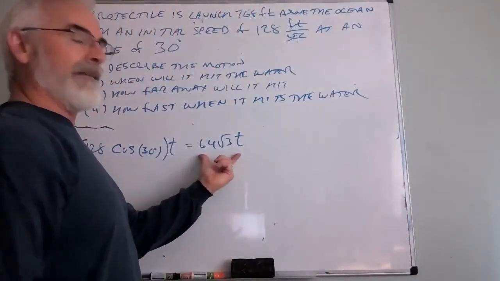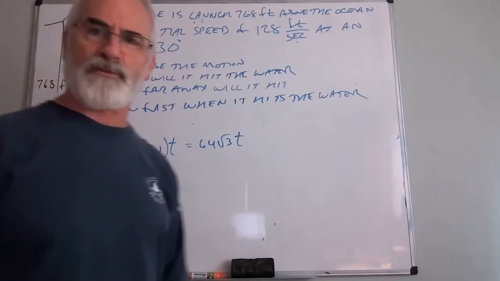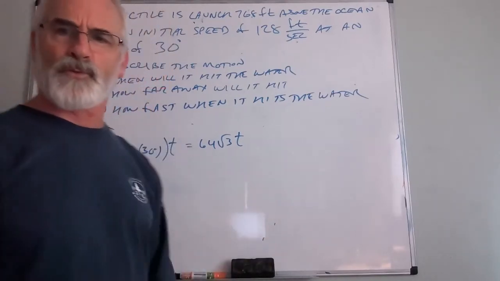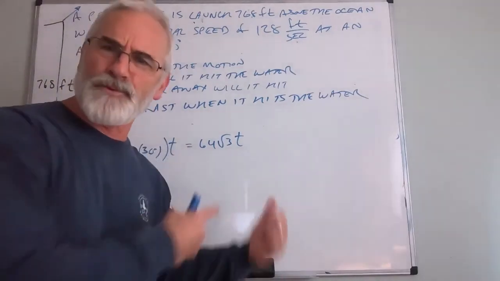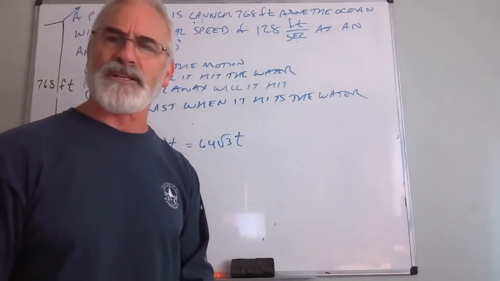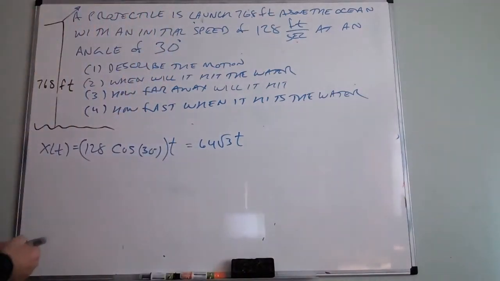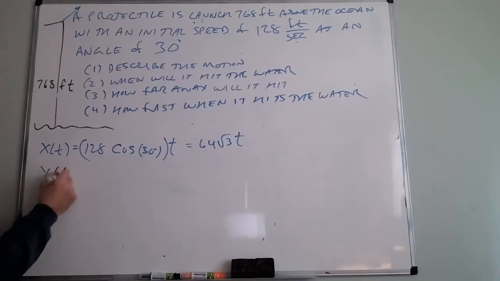Now, what is that? I don't want to know what 64 times root 3 is, because what if my t was a root 3? Then my answer would be an integer and you've got an icky decimal in place of it. No, you don't do that. That's just crazy talk.